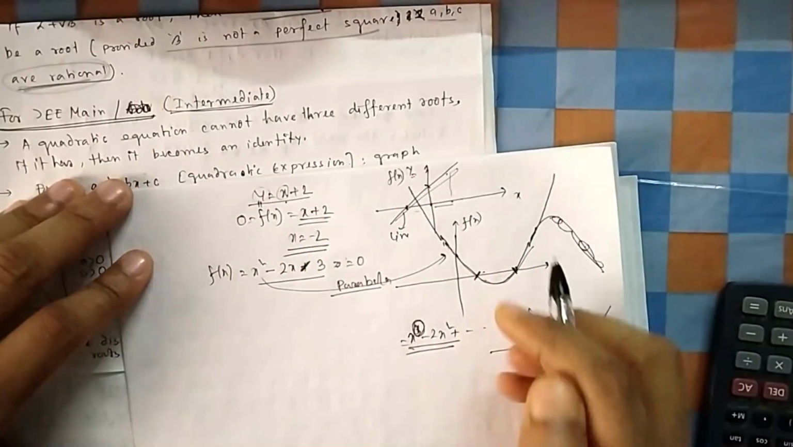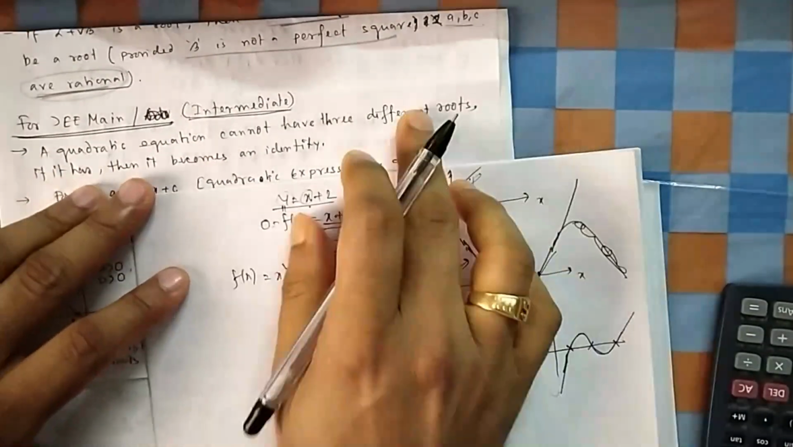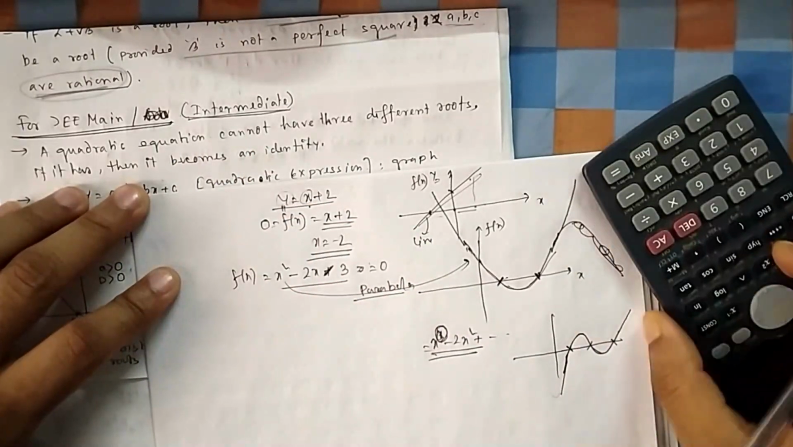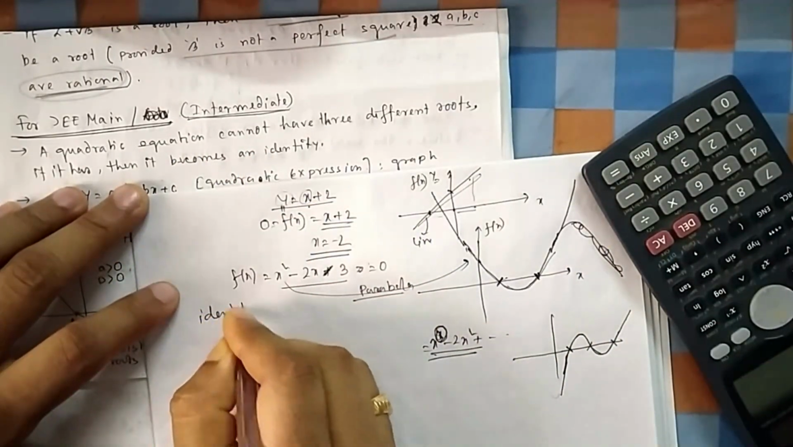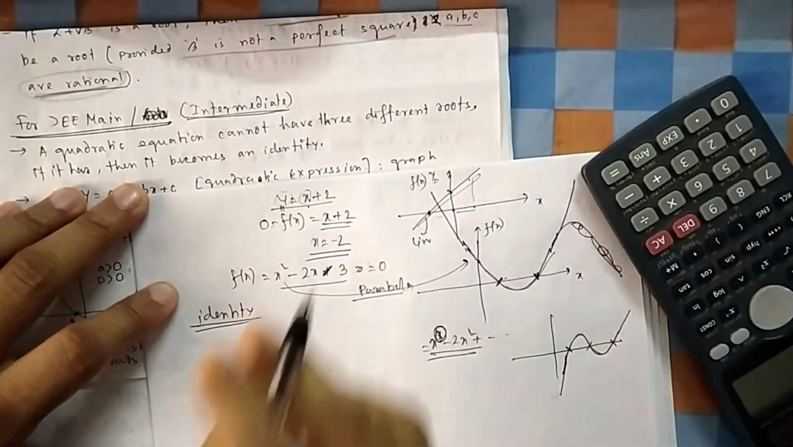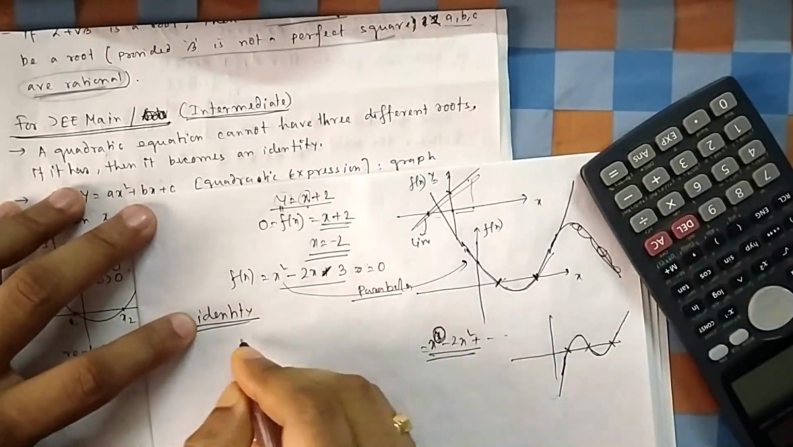A quadratic equation cannot have more than 2 roots. It has 2 roots. If it has more than 2 roots, then it is not an equation. It becomes an identity. What is the meaning of identity and equation? An equation is satisfied for particular values, and an identity is satisfied for all values.